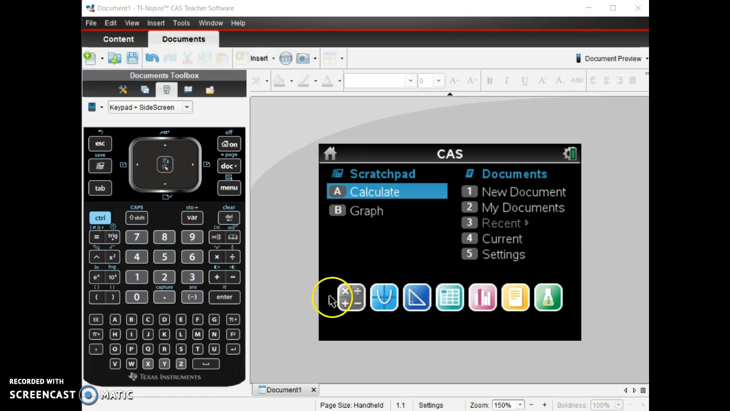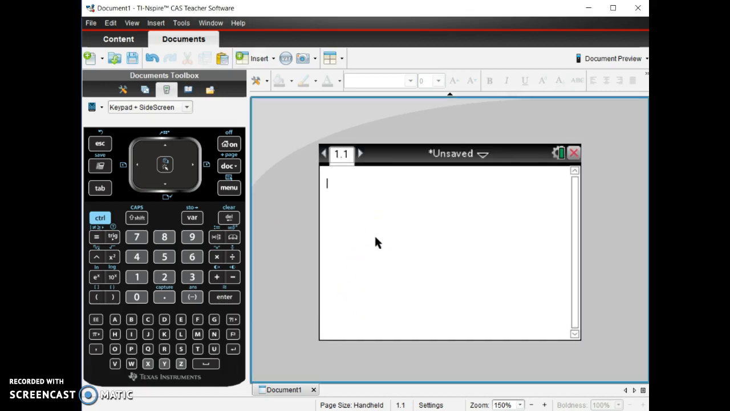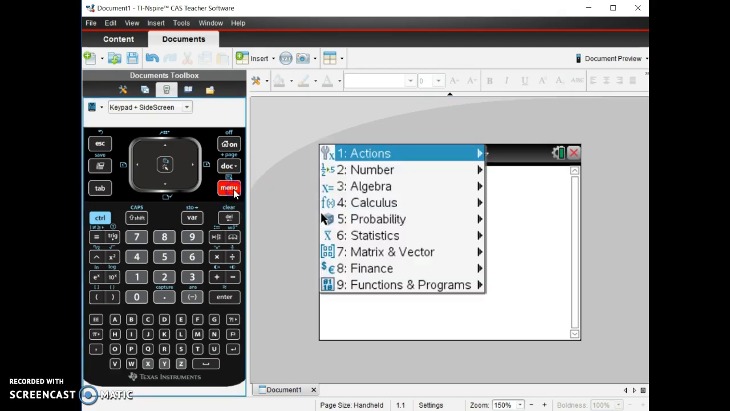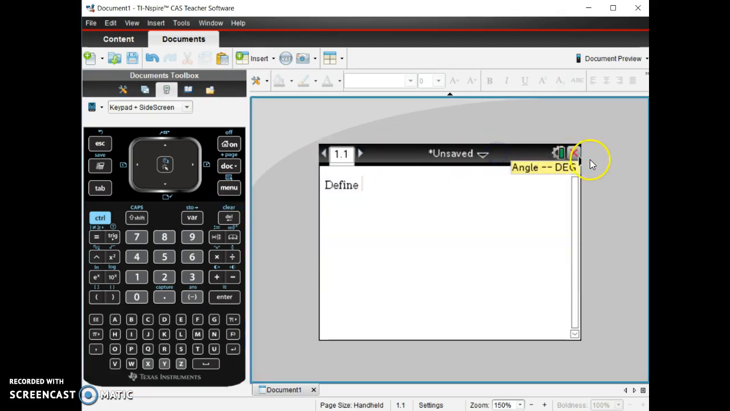Open up a new document in your calculator, and first define a function that we'll use as our example. To do that, let's go to Menu, Actions, Define. Let's make the function f of x equals 3x cubed minus 6x squared plus 1. When you define that, you should have a little message that comes up as done. So the calculator knows that function is the one it's working with whenever we use f of x.